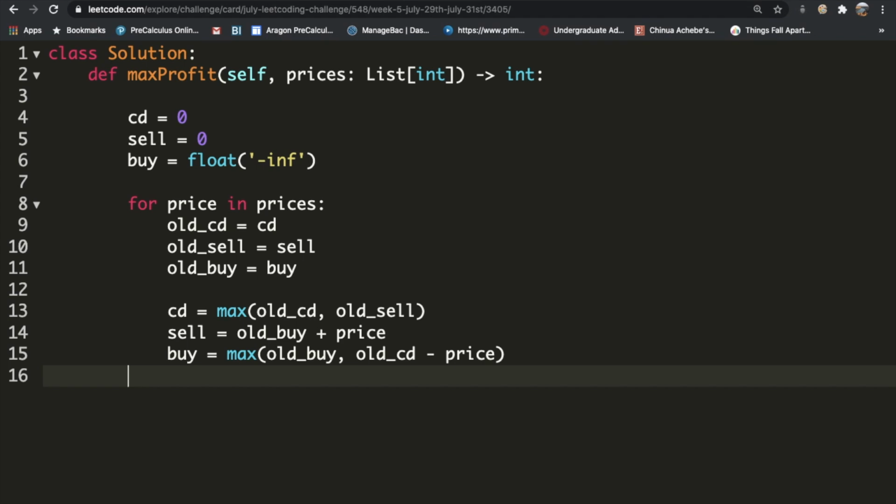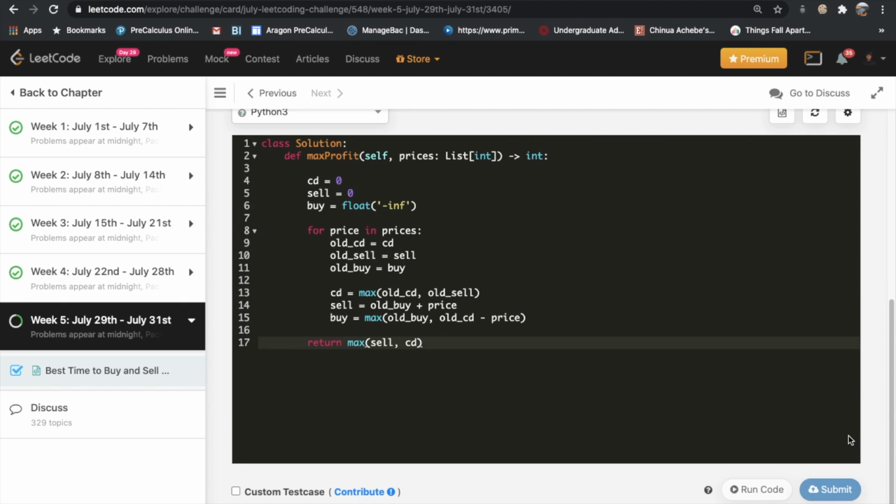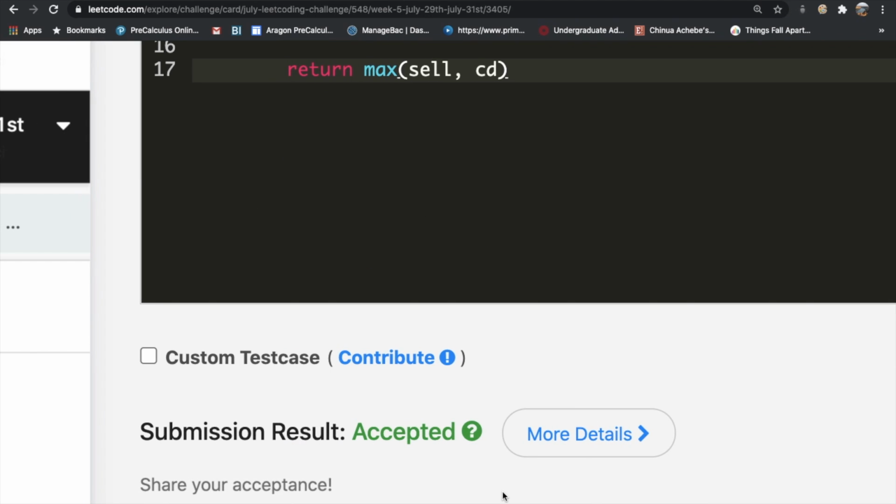So we're going to keep iterating through it, and we're going to get the values for cooldown, sell, and buy by the last iteration. And after that, we need to return the maximum between the sell value and our cooldown value. All right, so let's submit this. And as you can see, our results did get accepted.